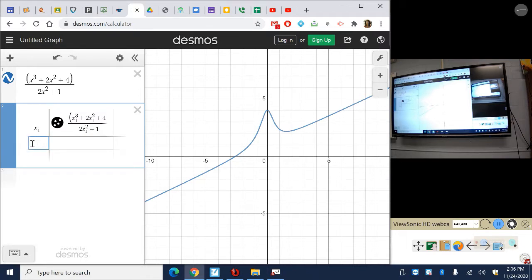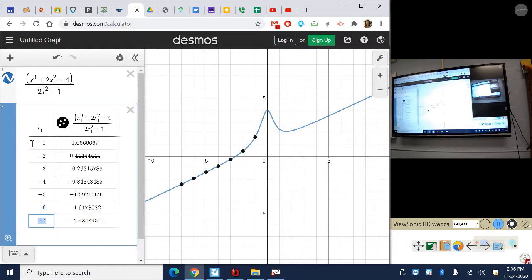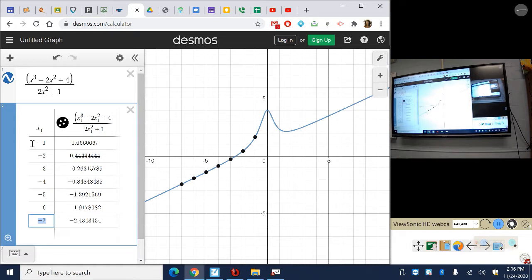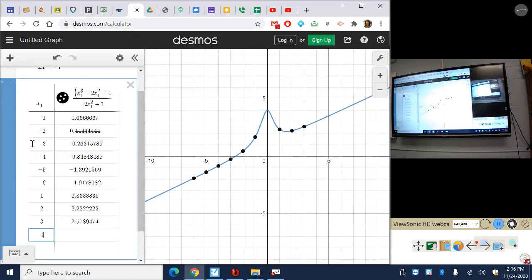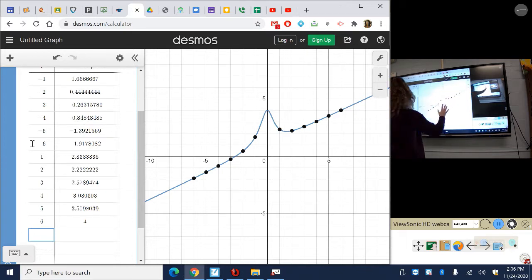So now I need to know what's happening to the left of 0. So I'm going to do negative 1, negative 2, negative 3, negative 4, negative 5, negative 6. None of those are very pretty to graph except for negative 1 and 1.666. So I need to go to the right of lovely little 0. So I need to have 1, 2, 3, 4, 5, 6. And all of those values are there too. And it gives us a nice shot of which ones I want to use.